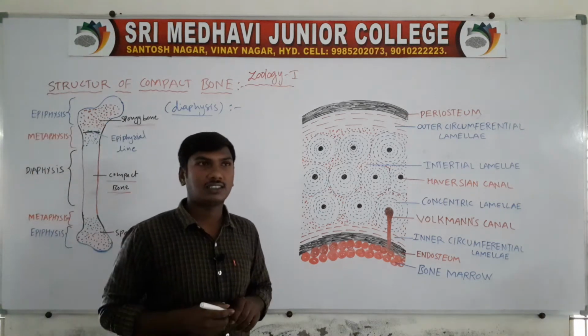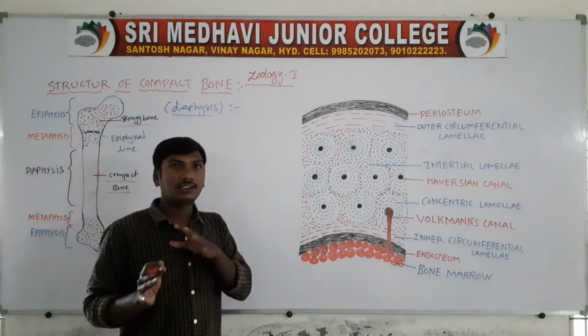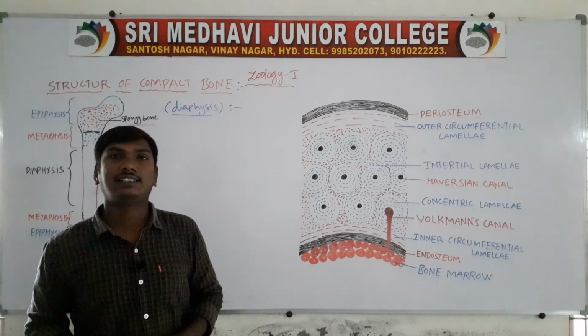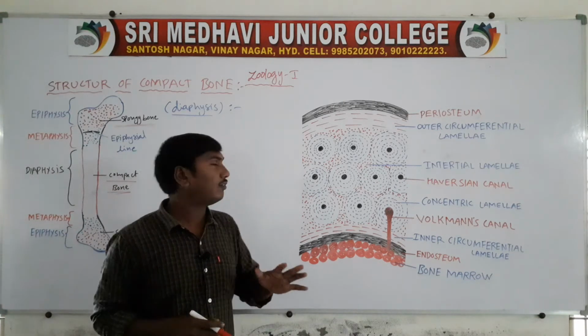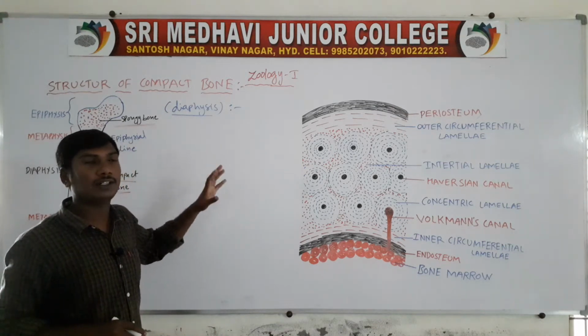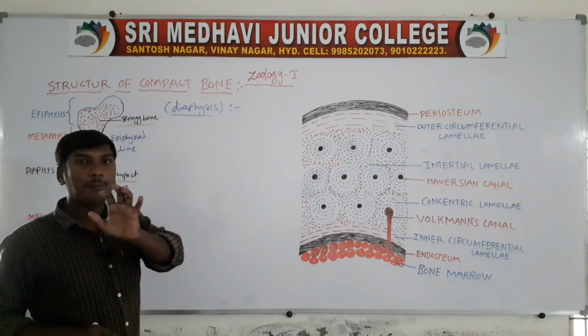Today's topic is the structure of compact bone. The structure of compact bone is also called the Haversian system. Four marks, very important in the exam. Structure of the Haversian system, or structure of the compact bone.